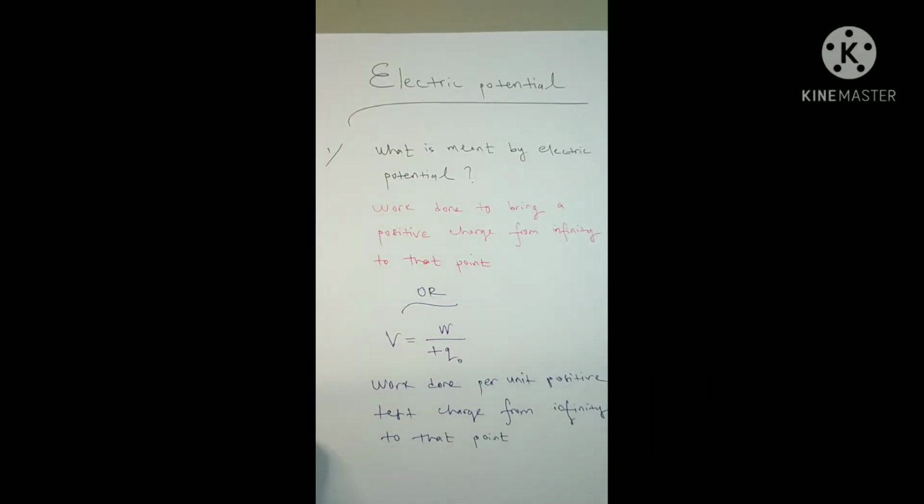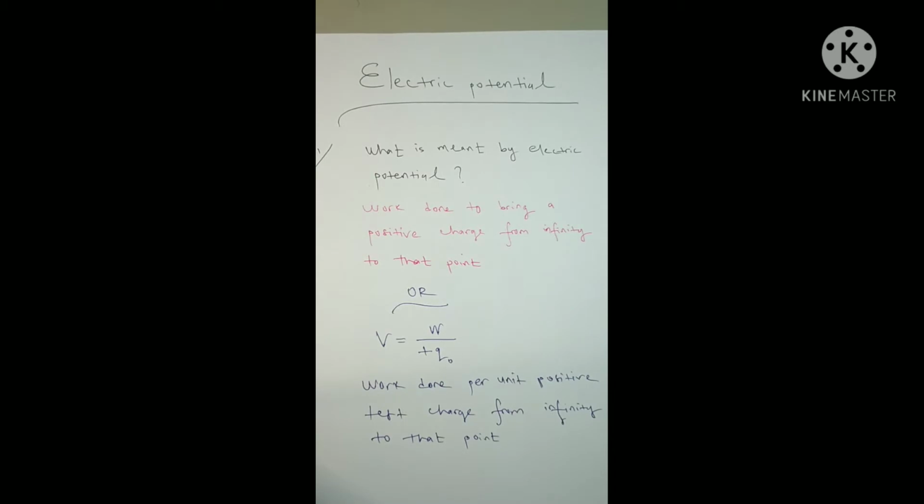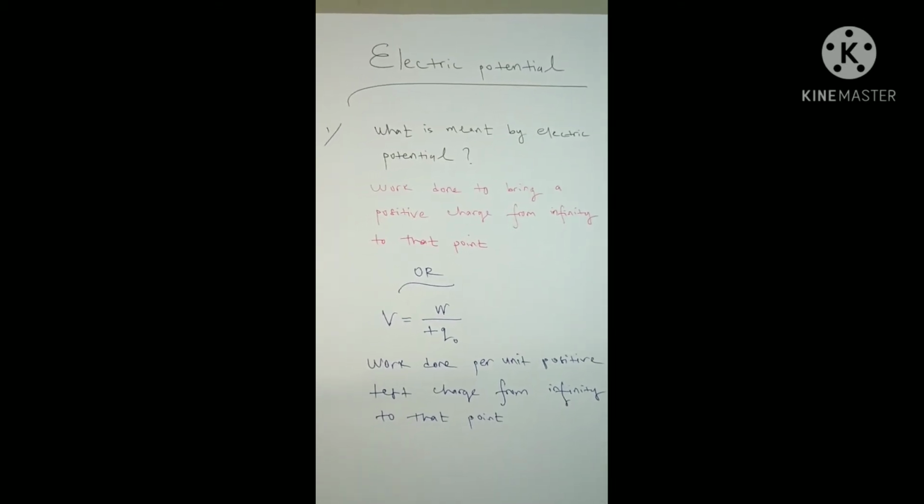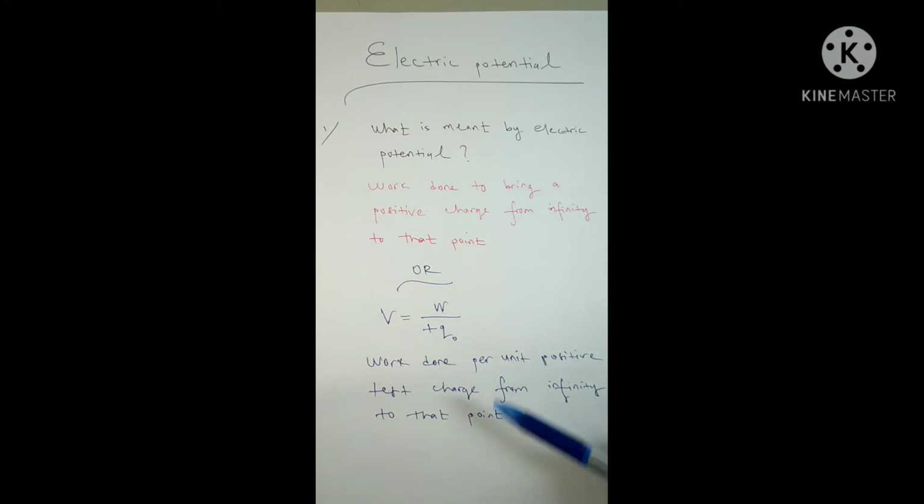Hi all, let us explore more about electric potential. What is meant by electric potential? It is about work done to bring a positive charge from infinity to that point, or work done per unit positive test charge from infinity to that point. So we have two options to define this electric potential.